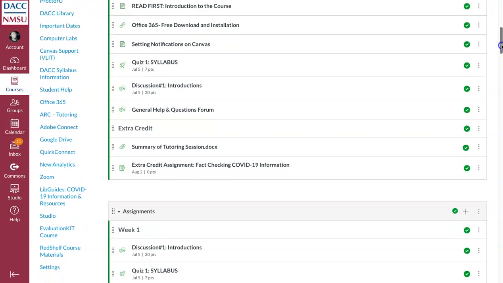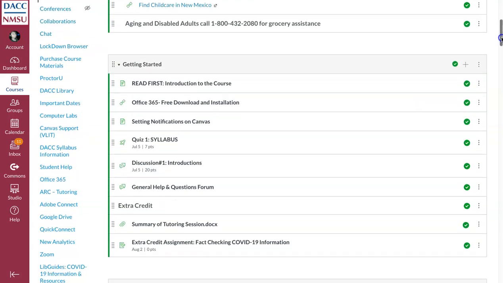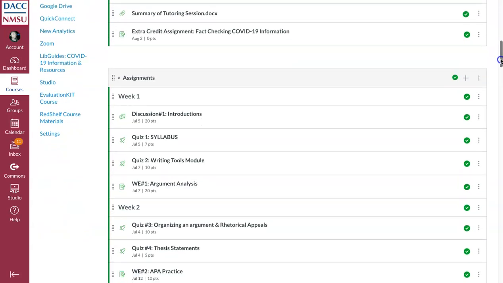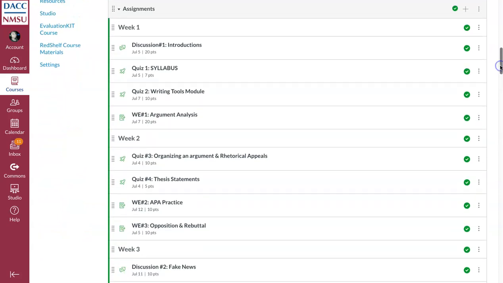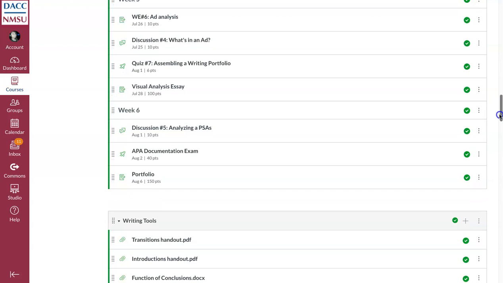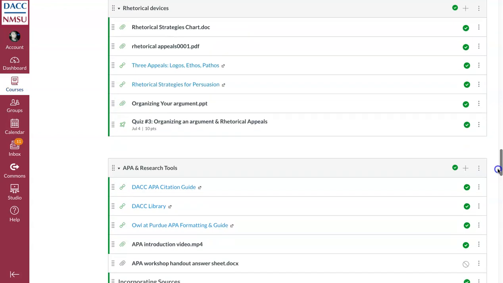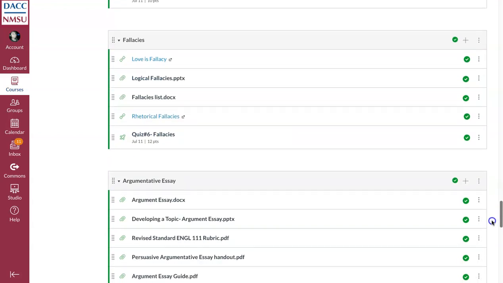Moving on with the modules, it's best if you find information through the modules. I don't recommend going through files because there's a lot of files, and it'll get lost. After the Getting Started module, I have the assignments module, and this module breaks down every single assignment by week. Basically this tells you everything that's due in week 1, week 2, week 3, week 4, week 5, and then of course week 6.